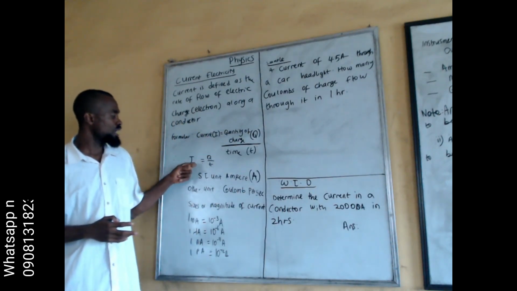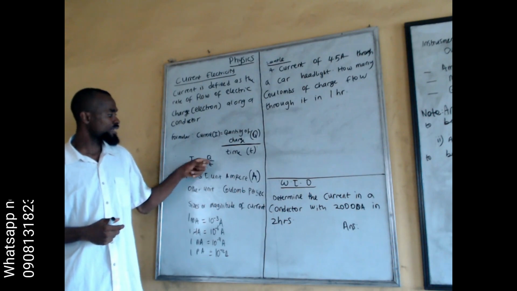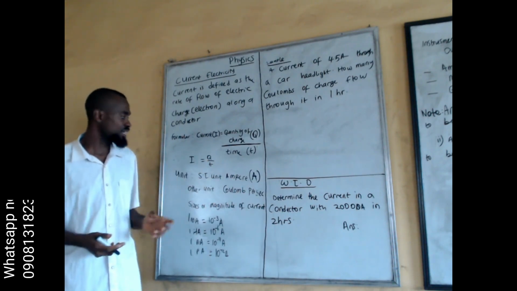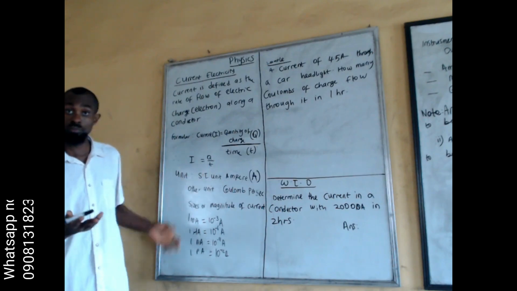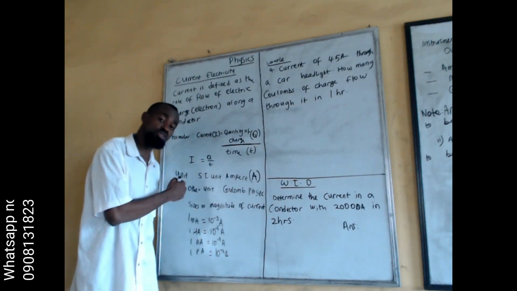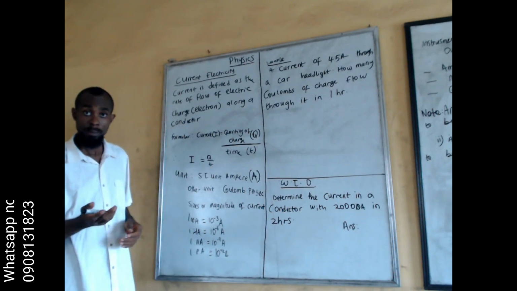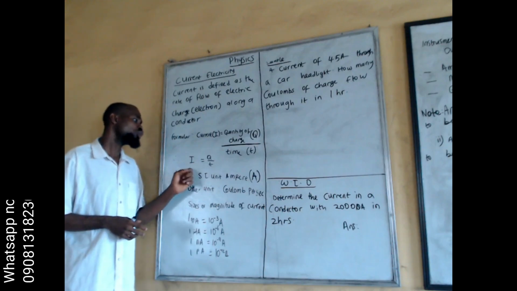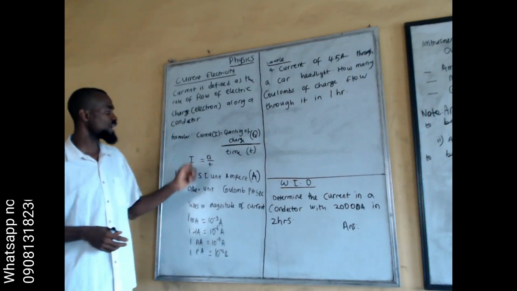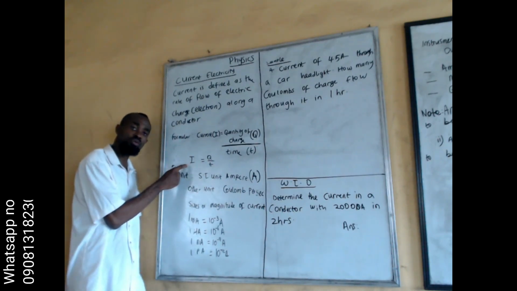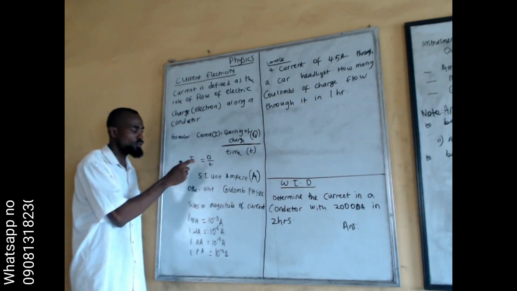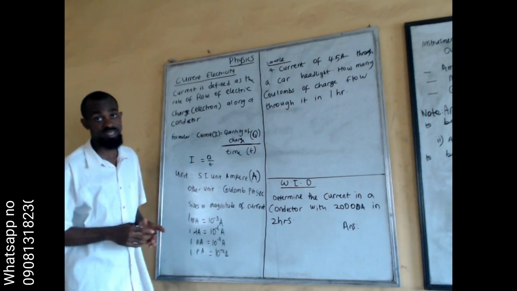Now that you have the formula for current, you can quickly make Q the subject of the formula as a way of playing mathematically. If you are asked to make Q the subject of the formula, it is Q equals IT. If you are asked to make T the subject of the formula, it will be T equals Q over I. So whichever way, you can be asked to find the value for Q, the value for T, or the value for current. Let's quickly play with an example.